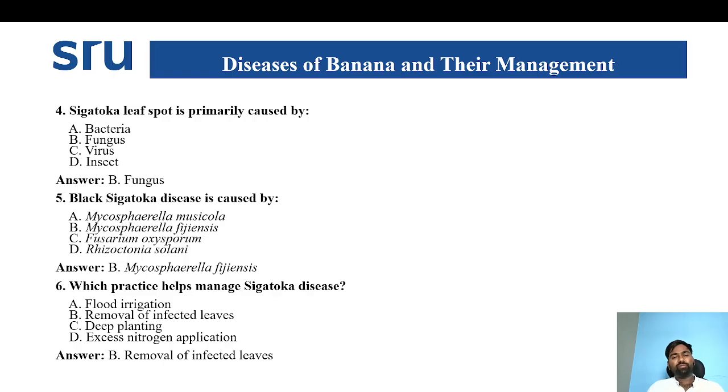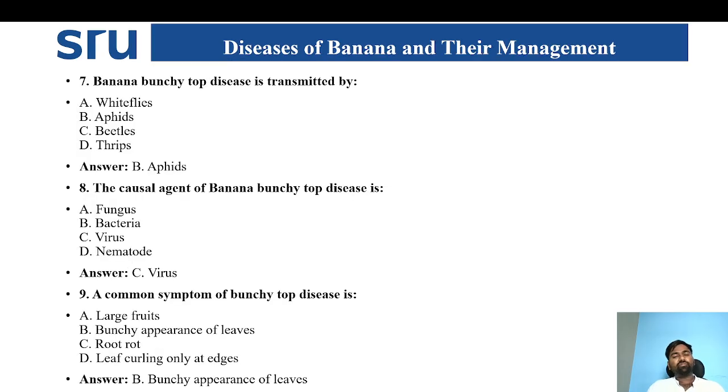Sigatoka leaf spot is primarily caused by bacteria, fungus or virus. It is a very important fungal disease. Black Sigatoka is caused by Mycosphaerella fijiensis. Which practice helps to manage Sigatoka disease? Removal of infected leaves is the best answer. Bunchy top disease in banana is transmitted by the banana black aphid, Pentalonia nigronervosa. The causal agent of banana bunchy top is a fungus, bacteria, virus or nematode. The suitable answer is virus.